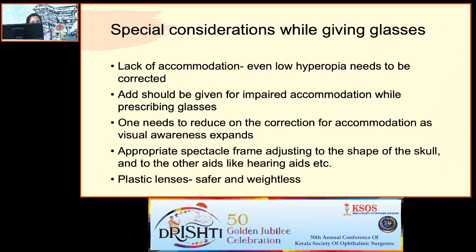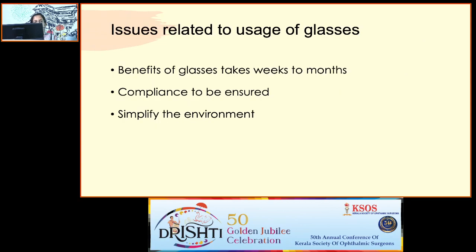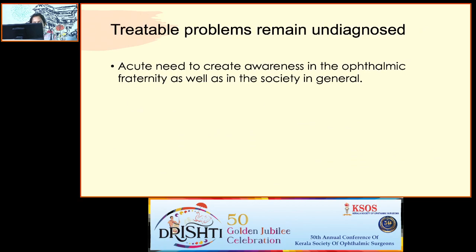Special considerations while giving glasses: take into account the lack of accommodation, give the required add. And one more point is that an appropriate spectacle frame adjusting to the shape of the skull should be chosen, because these kids would be using other aids like hearing aids also. So there should be space for accommodating those as well. And plastic lenses are safer, weightless, more comfortable. These are the issues related to the usage of glasses.